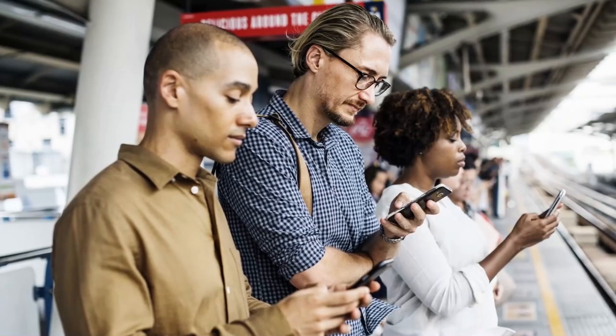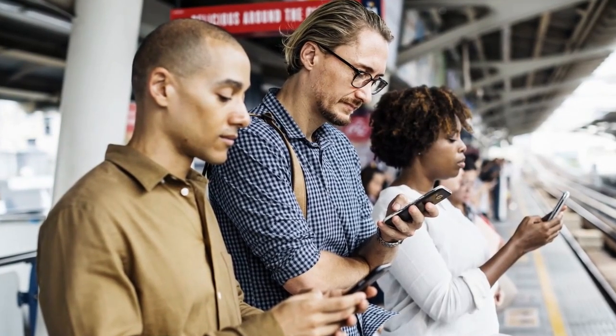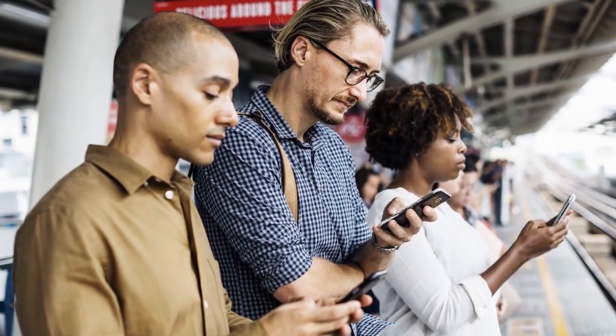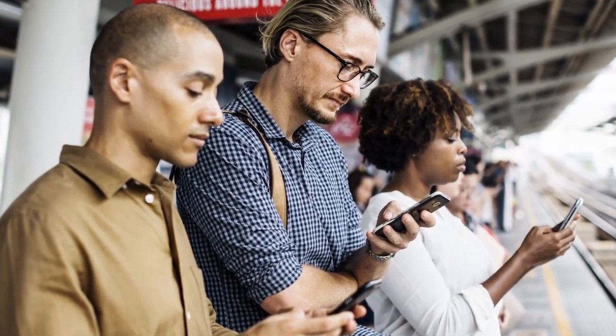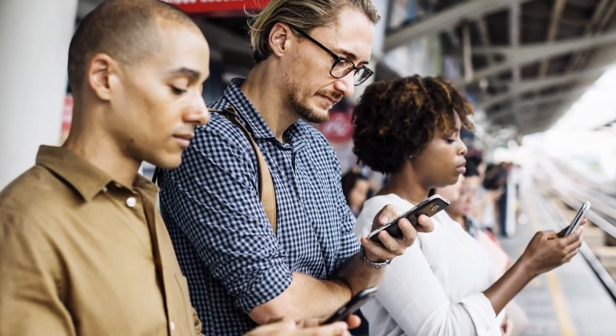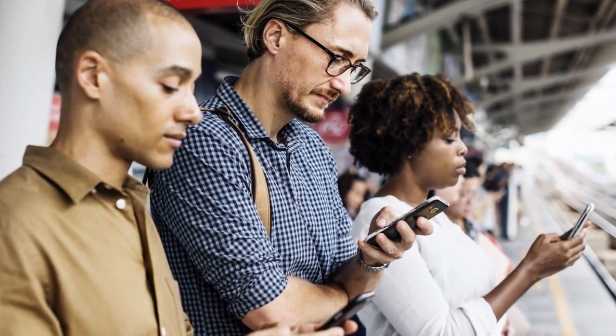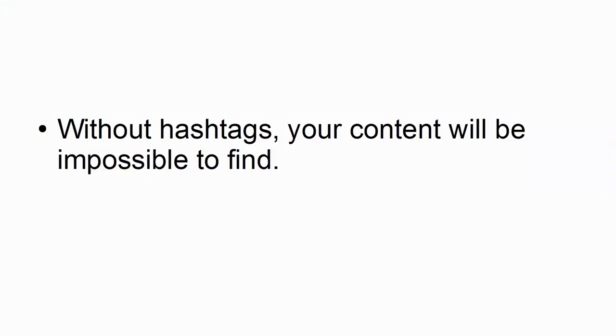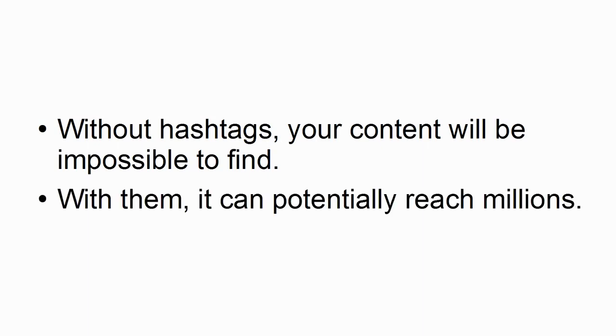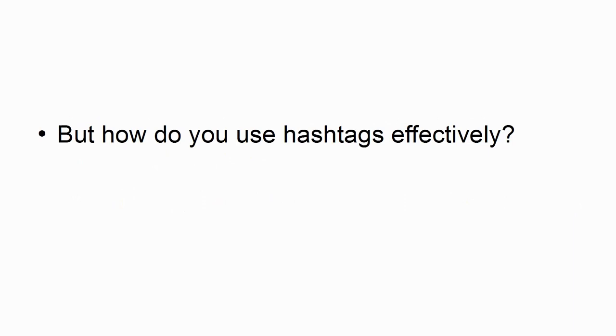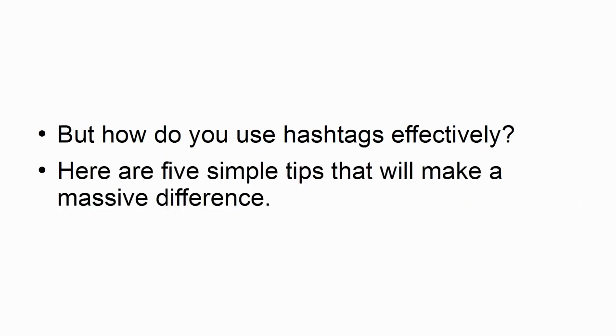The idea behind a hashtag is to make content searchable. By using the right hashtags, people can look for content like yours, and Instagram can recommend your post to the right people on the Discover page. Without hashtags, your content will be impossible to find. With them, it can potentially reach millions. But how can you use hashtags effectively? Here are 5 simple tips that will make a massive difference.